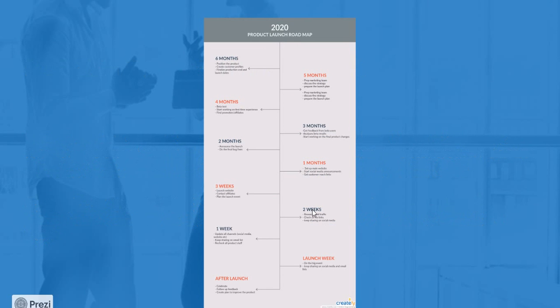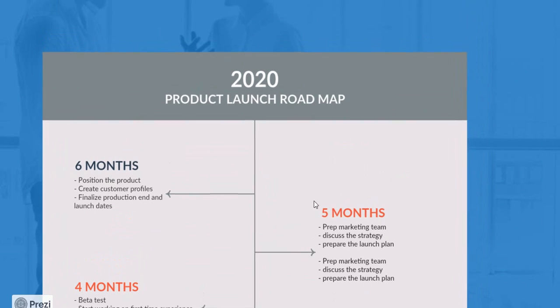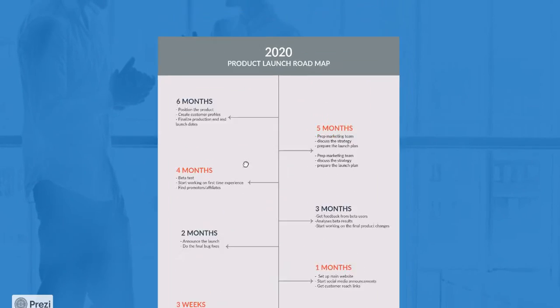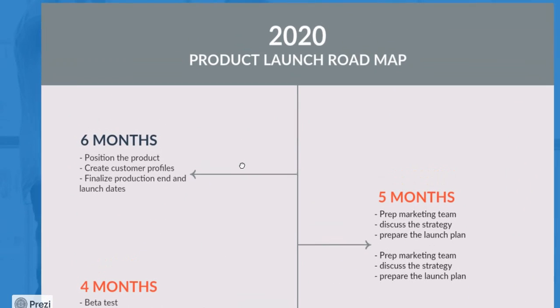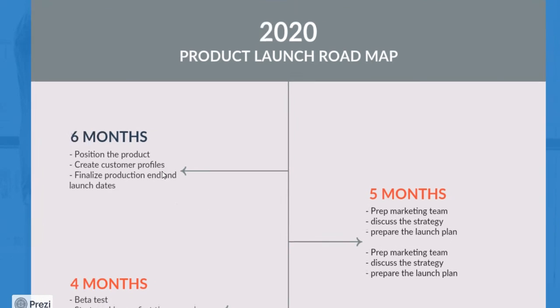Let's take a look at this graph. We start when we're getting close to the launch. Here, 6 months before the launching, the 2020 product launch roadmap. 6 months before the day, you position the product and create customer profiles. Remember the process where you define everything about the person. You finalize production and launch dates.